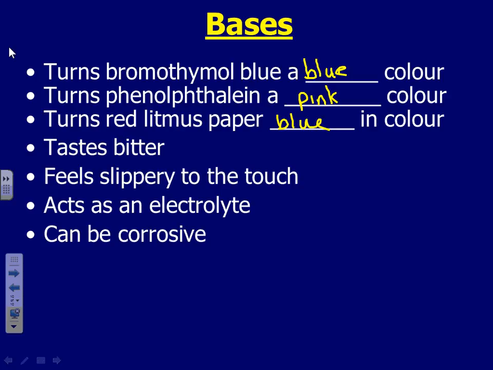They're also electrolytes, and they also can be corrosive. Bleach can be quite corrosive, especially when it's concentrated. Okay, so those are some properties. I just wanted to get them written down officially.